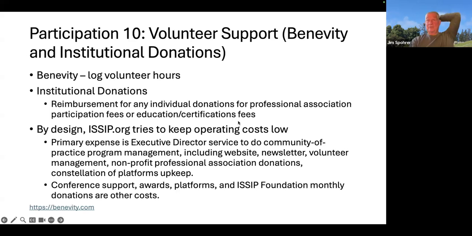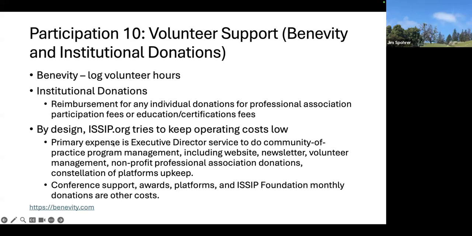Again, ISSIP is free to individuals, but we do appreciate it when individuals can log hours on Benevity, or if their employer wants to make a donation, that would be great, or reimburse the individual for benefits they're getting. It's free, but we definitely have to pay for the platforms, pay for the executive director, pay for the conference support. And our total annual budget is usually around $50,000 a year.